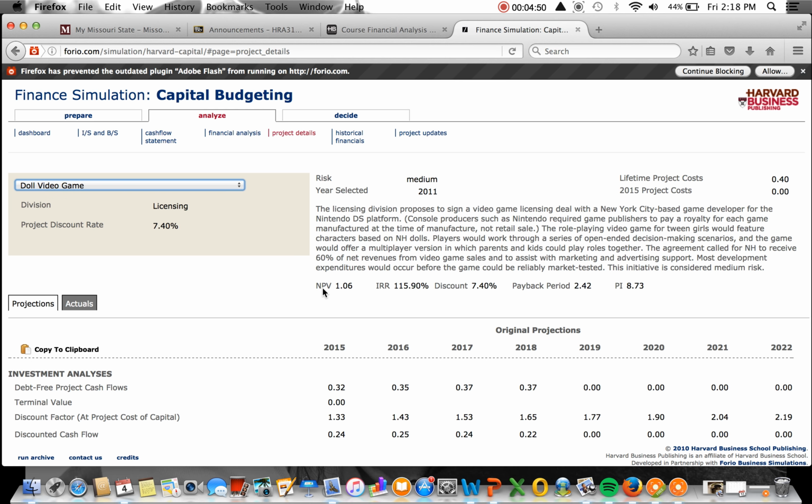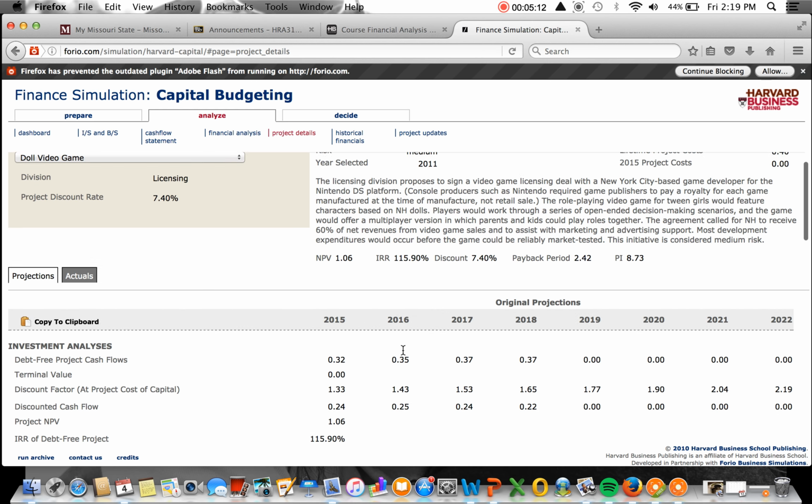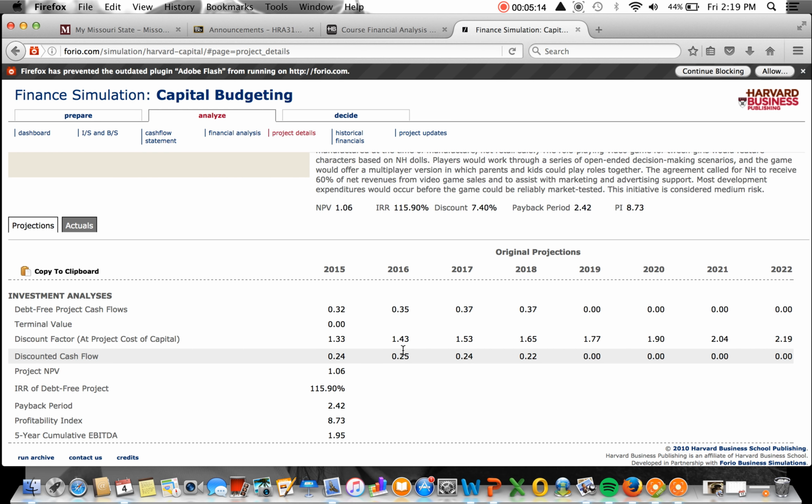So the NPV was over 1, which is good, and the IRR is very high, that's good too. And the payback period is low. So the payback period, it doesn't have to be under a certain amount, but usually you like to pick one that has a higher IRR and a lower payback period. So that way you're not constantly paying off stuff.